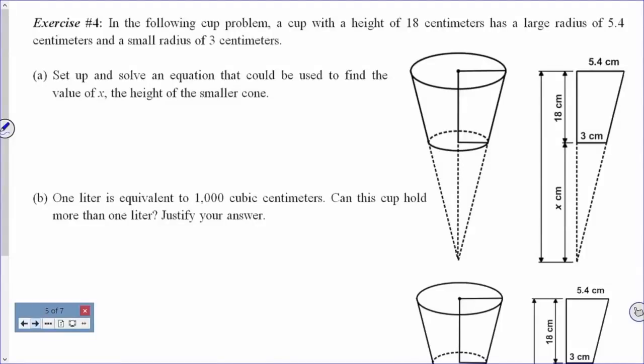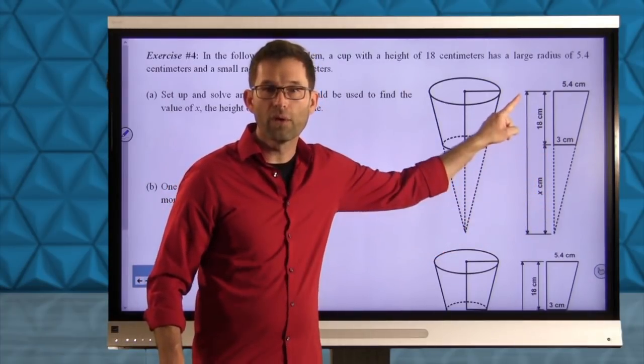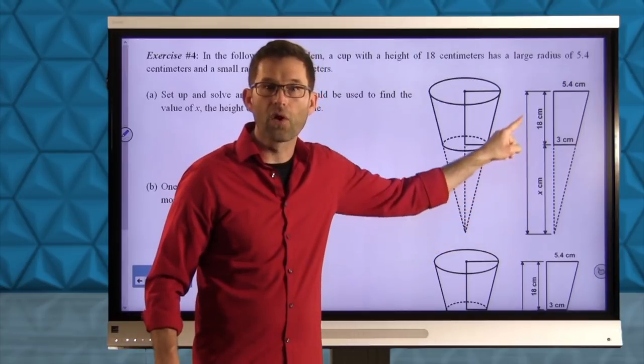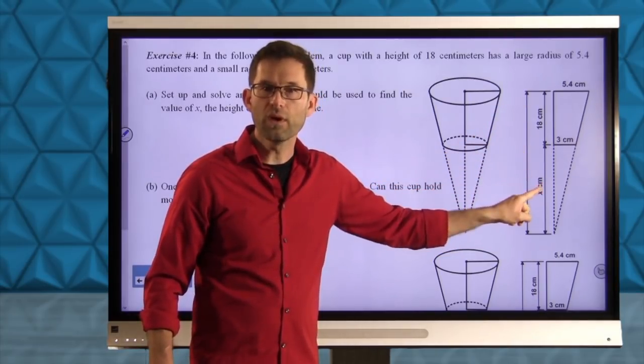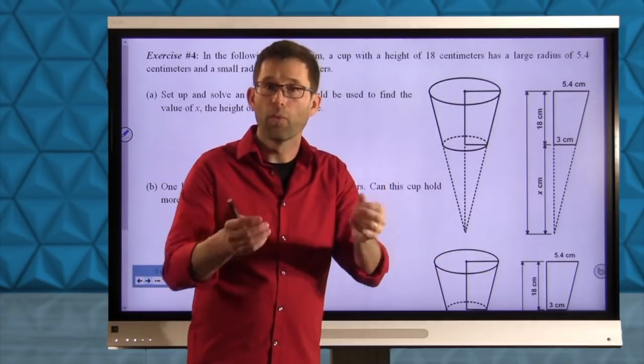In the following cup problem, a cup with a height of 18 centimeters has a large radius of 5.4 centimeters and a small radius of 3 centimeters. Set up and solve an equation that could be used to find the value of x, the height of the smaller cone. So again, this is the piece that we would never know. Now granted, we also don't know the height of the larger cone, but once we know the height of the smaller cone, we'll simply add it to the height of the cup, and then we'll be good.